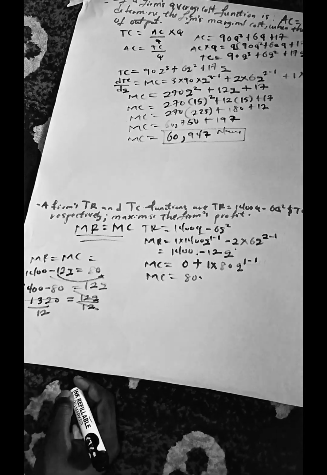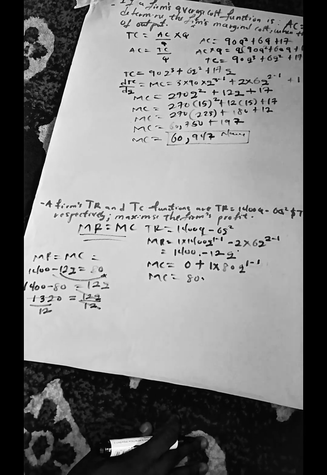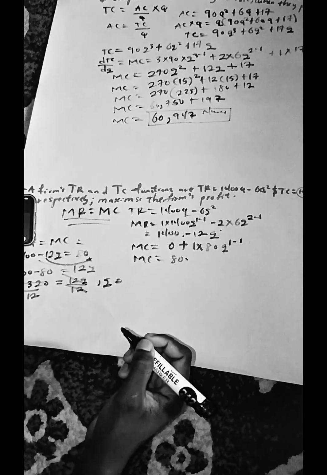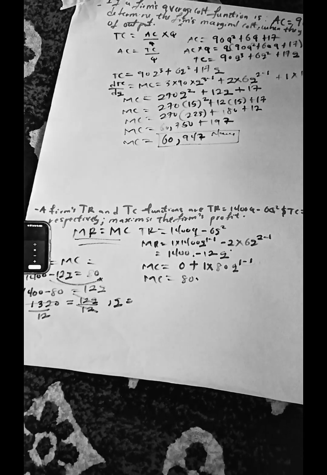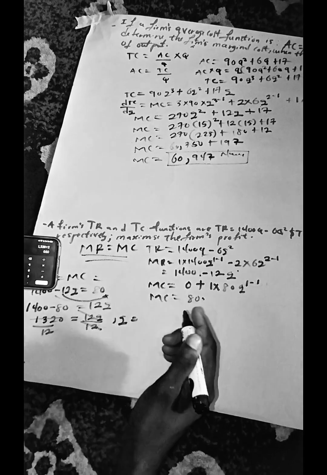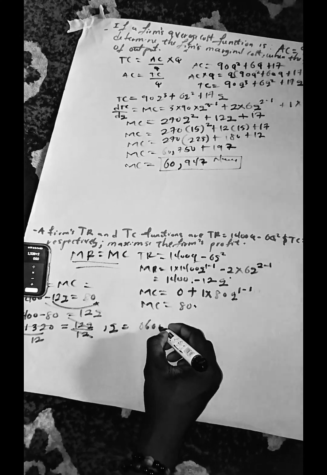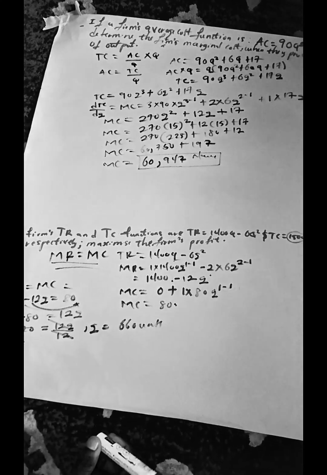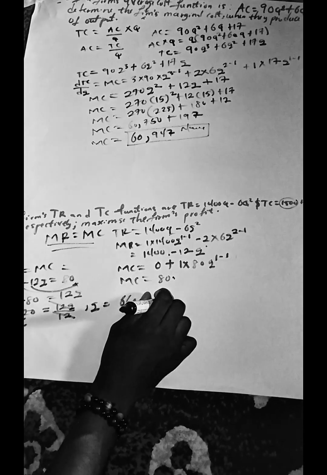Or just use our calculator to avoid time wastage. The value of Q, the profit maximizing quantity, is just 1320 divided by 12, and that's 660 units of output. So this firm maximizes profit at 660 units of output.